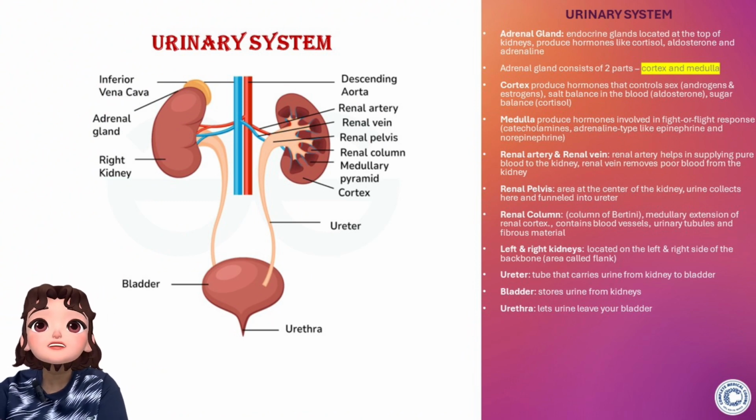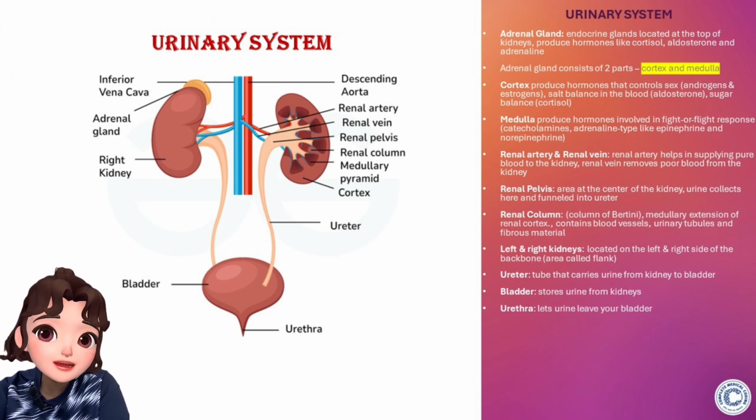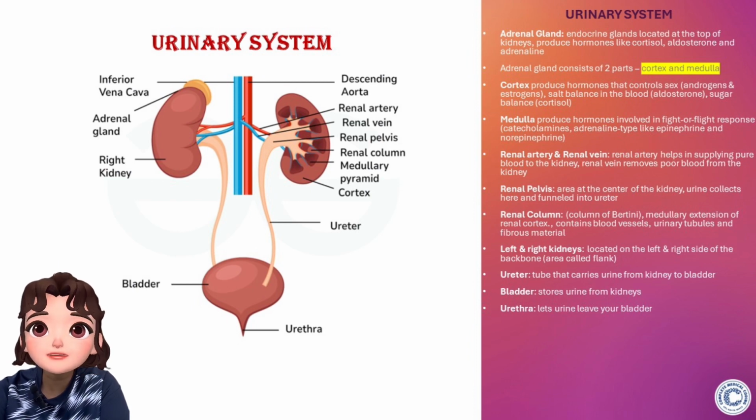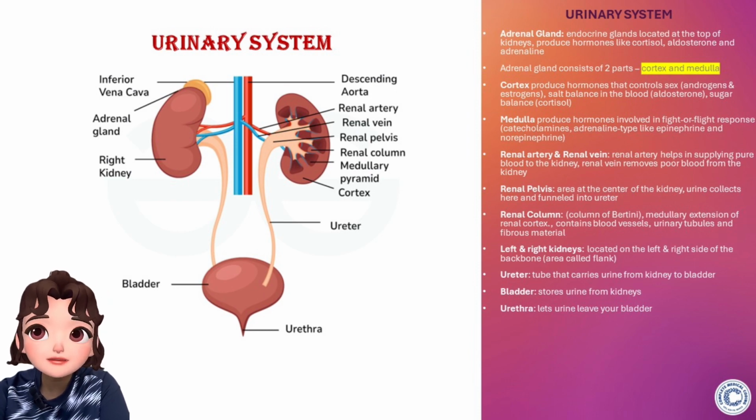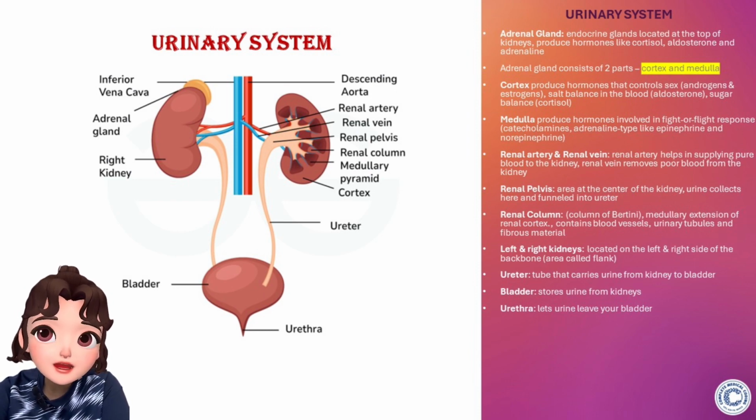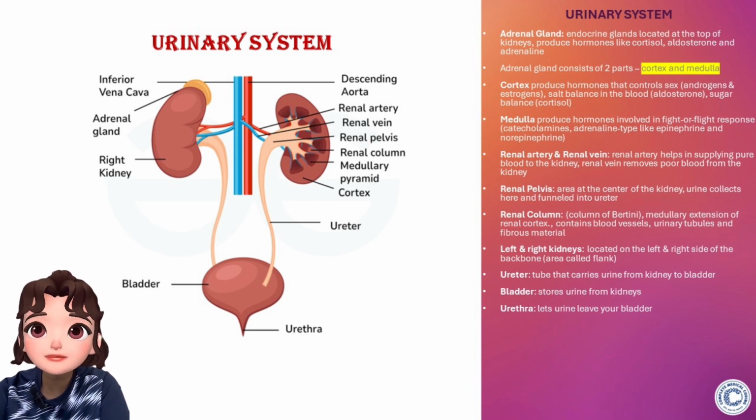The adrenal gland consists of two parts, cortex and medulla. The cortex produces hormones that control sex, androgens and estrogen. It also helps in salt balance in the blood; that hormone is called aldosterone. It helps in sugar balance too; that hormone is called cortisol. So which are the sex hormones? Androgens and estrogens. Salt balance in the blood, aldosterone. Sugar balance hormone, cortisol.